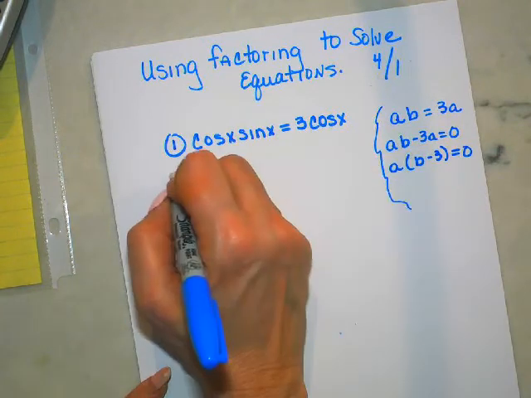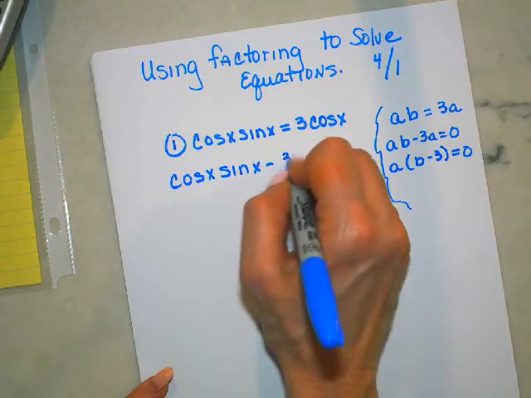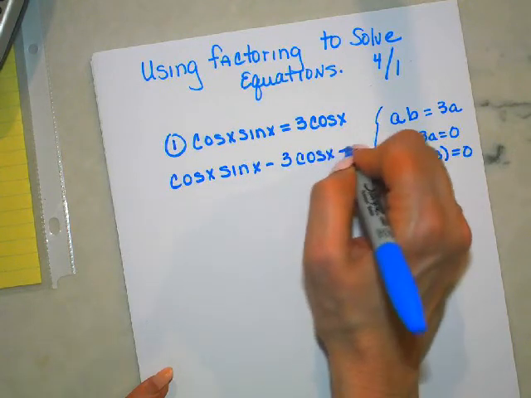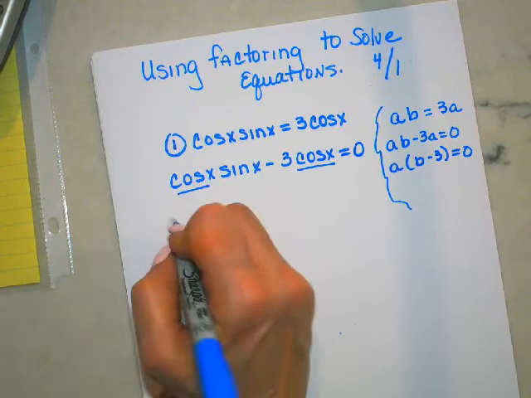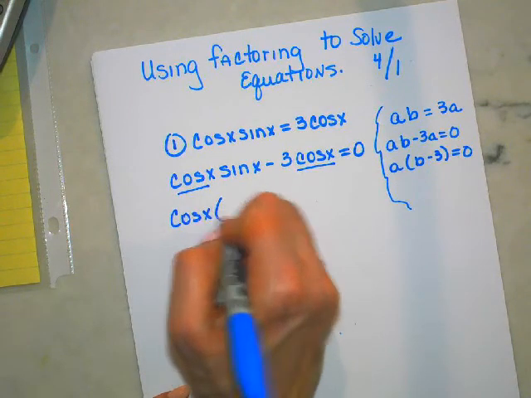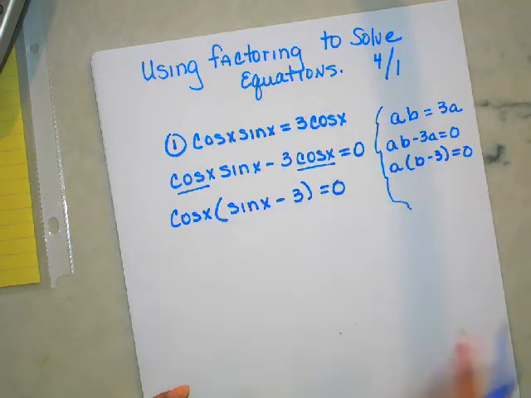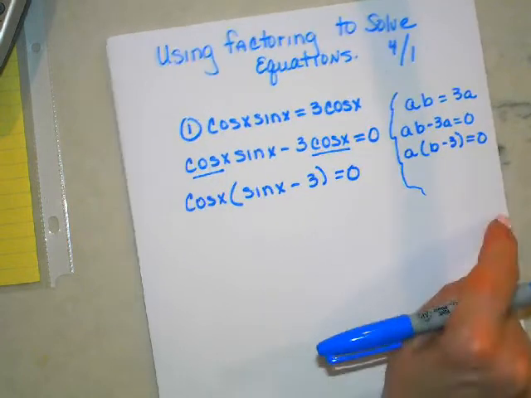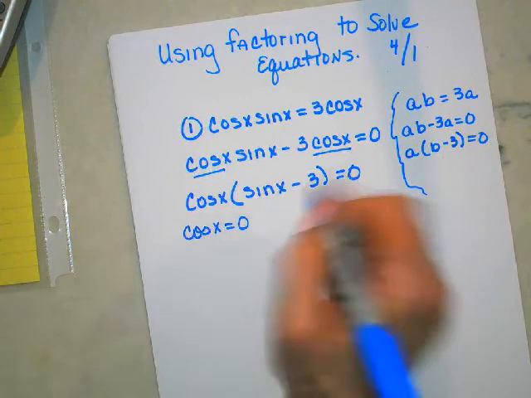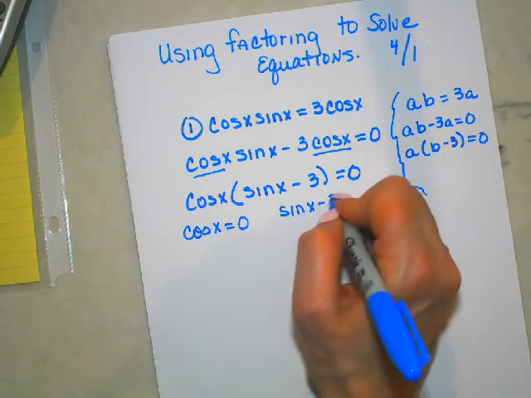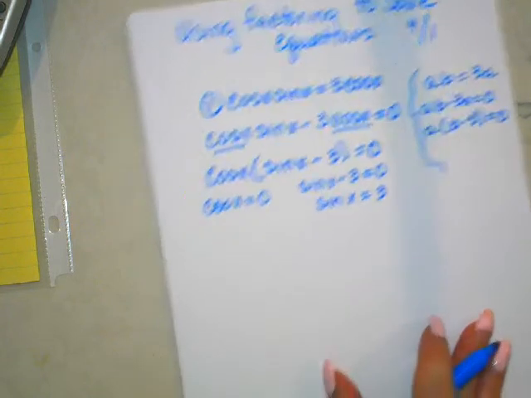I'm going to bring cosine to the other side. So it's going to be cosine x sine x minus 3 cosine x equals 0. I notice that they both share a cosine. It's the greatest common factor, so I'll take it out. I'm left with sine x minus 3 equals 0. And just like in factoring, where you'd set both your factors equal to 0, I'd set both these equal to 0. Cosine x equals 0. Sine x minus 3 equals 0. Sine x equals 3.